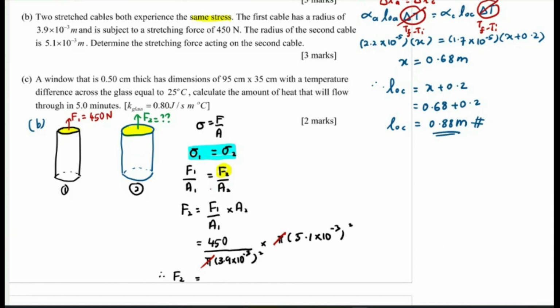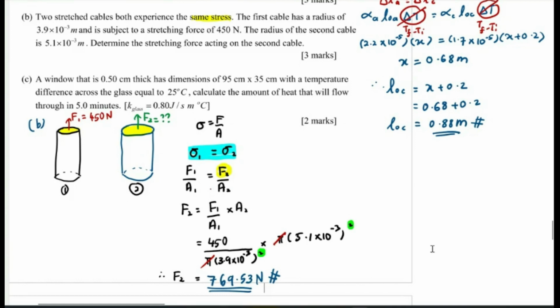Sekejap, medium. 3.9. Okay. 5.1 darab 1 square. 3.00. Kecilnya? F2, kecil sangat tu. 3.00. Careless tau, Arisa. 769.52. Ramai yang careless ni. 769.5. 9.53. Okay, betul. So this is the answer.